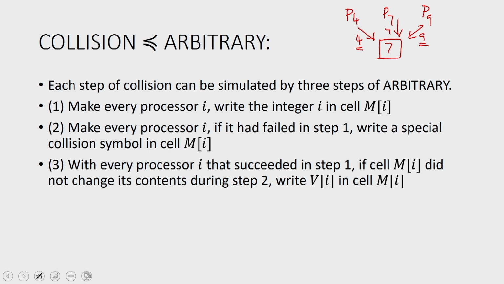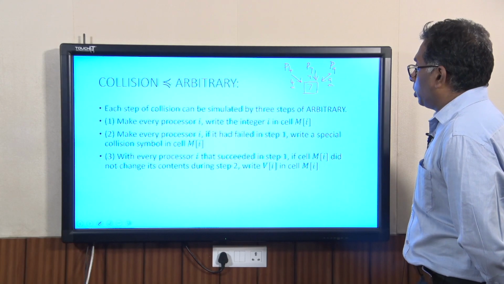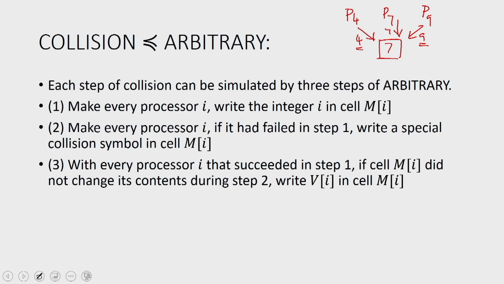It could have succeeded because it is alone and did not face a conflict, or it could have succeeded because it was the lucky one in the conflict. So, except for processor 7, every other processor involved in this conflict knows that they have failed. Then in the second step, every processor that failed in the first step will write a special collision symbol in Mi. So, 4 and 9 now realize that they have failed. They have failed because they were in a conflict. Therefore, in the second step, both of them will attempt to write the collision symbol in the memory location.